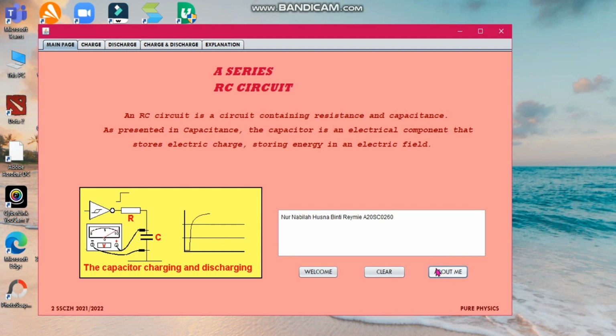Today, I would like to show you my explanation video about a series RC circuit, the charging and discharging capacitor. An RC circuit is a circuit containing resistance and capacitance. As presented in capacitance, the capacitor is an electrical component that stores electric charge, storing energy in an electric field.